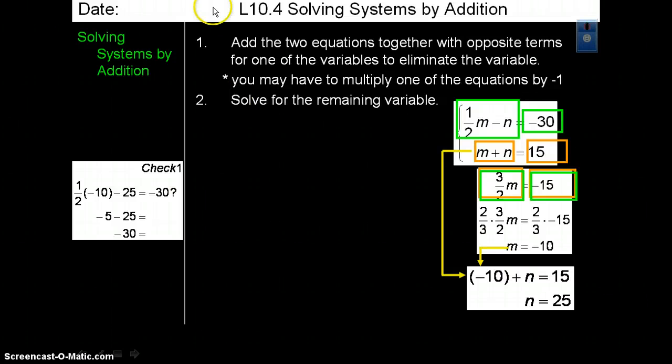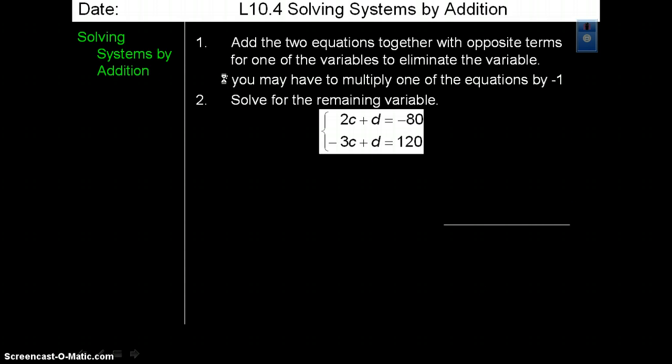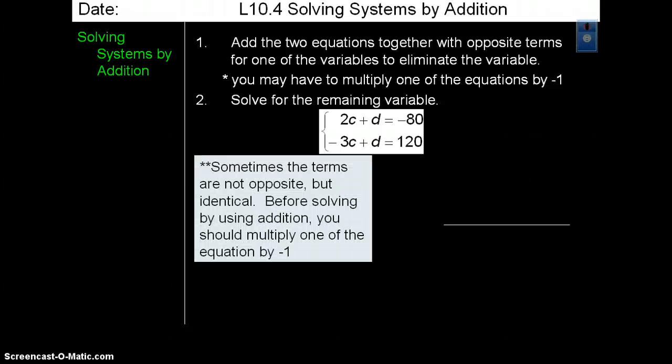Now you may have noticed that we haven't used the asterisk yet. That will happen in our next example, where I have 2c plus d equals -80 and -3c plus d equals 120. You'll notice we have the same d term, but not an opposite d term. Sometimes the terms are not opposite, but they are identical. So before solving by using addition, you should multiply one of the equations by -1. It doesn't matter which one.